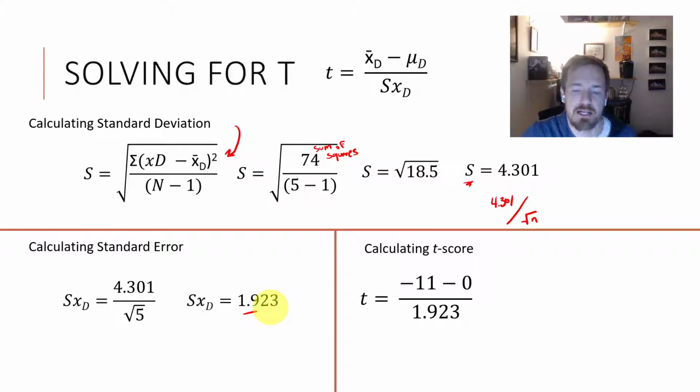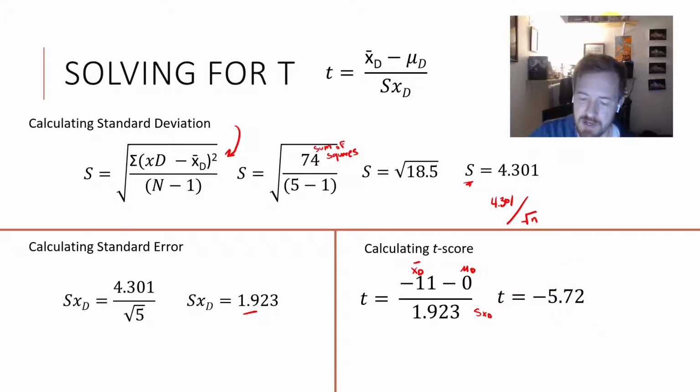So if I'm to try to calculate this, I'm going to just plug in these numbers now. So this is going to be x bar d. This is going to be mu. Ooh, that looks bad. Sorry. That's going to be mu d. And then over here we have the standard deviation, or sorry, the sampling error difference. And that gives me a t equals negative 5.72.